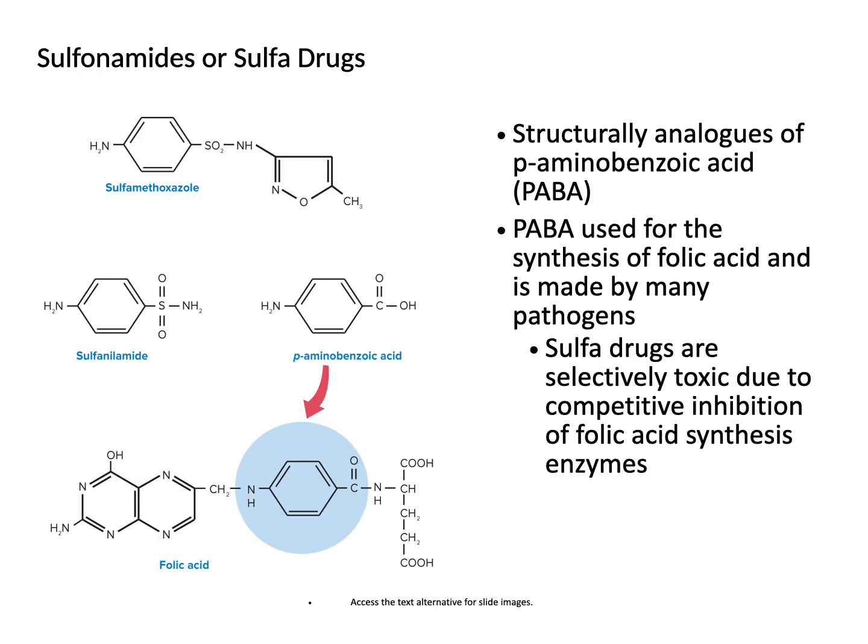Just to provide you a little bit more information about sulfas, they're very similar to PABA, and PABA is a substrate that is utilized for folic acid synthesis. And so it competes for the binding site of PABA, and so if a sulfa drug is bound to that site, PABA can't bind, and you can't make folic acid.